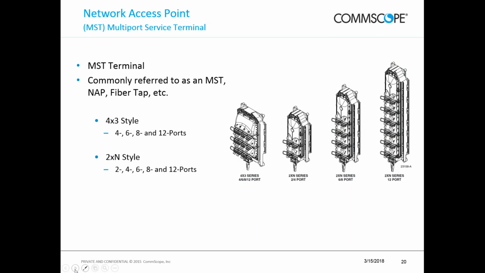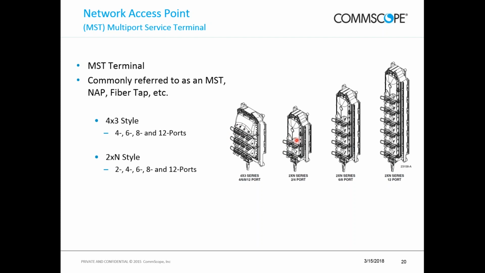Okay, so this is what I was referring to as the network access point, more commonly referred to as a multi-port service terminal. The most common versions of these are the 2, 4, 6, 8, and 12 port in what I call the 2xN style. That means 2 rows of hardened connectors by N number of connectors: 2, 4, 6, 8, and 12. There is a 4x3 version. This is a lot less commonly used. It requires a pretty big footprint to mount it in, when you can get away with the 2xN version.